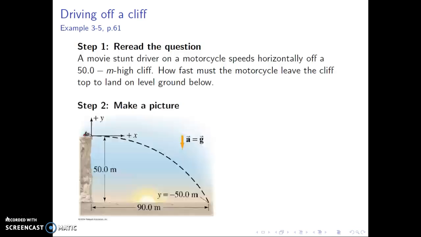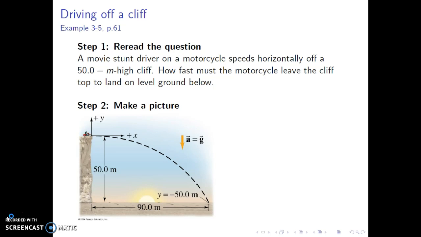All right. So, first step, we read and we reread the question. Movie stunt driver on a motorcycle is speeding off horizontally. Note the word horizontal, that tells you what direction the velocity is. Initial height, he's on a 50-meter high cliff. How fast must the motorcycle leave the cliff to land on level ground below, 90 meters away?